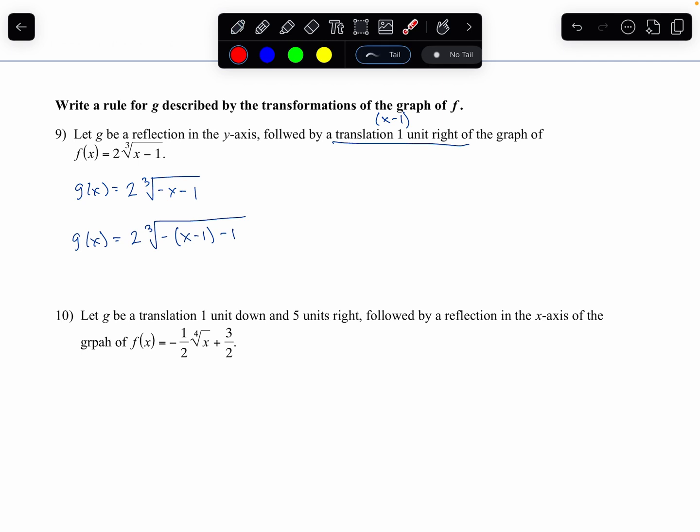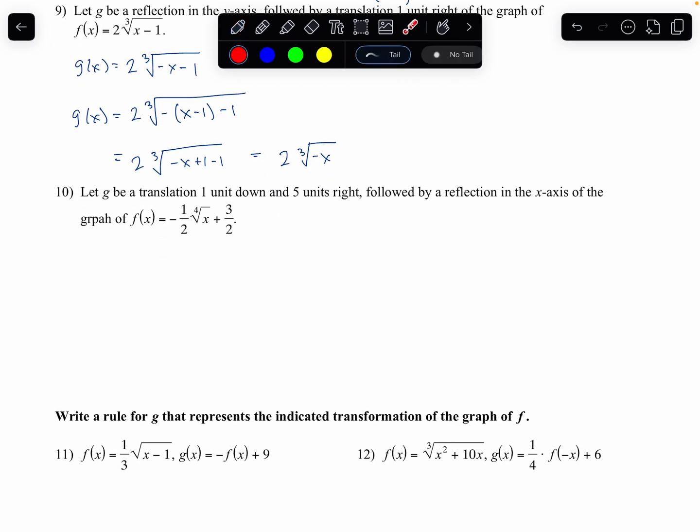So I can distribute that negative. So it's going to be equal to 2 times the cube root of negative x plus 1 minus 1. And the good thing here is that now I have like terms in here, so it's going to be equal to 2 cube root of negative x. I wonder if we can even go as far to simplify it more and call this negative 2 cube root of x, because I don't think it really matters if it's there, but I guess it's fine.